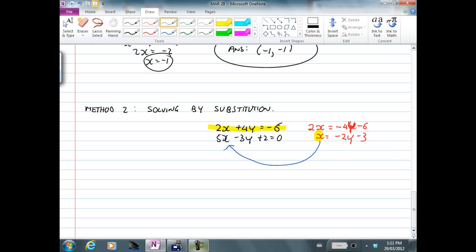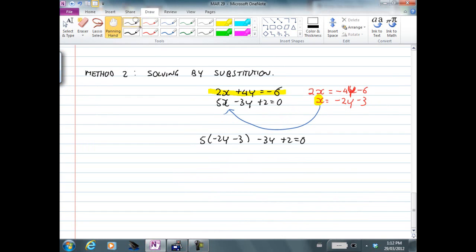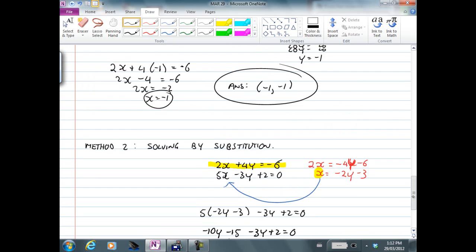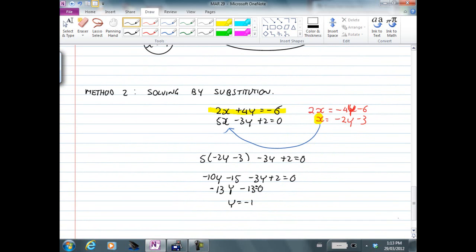You solve for one, sub it in, and you find it. And we go 5 times negative 2y minus 3, minus 3y plus 2 equals 0. That gives you negative 10y minus 15 minus 3y plus 2 equals 0. Minus 13y minus 13 equals 0. Forgot equals 0. y equals negative 1. See? No matter what you do, you get the exact same answer in the end.